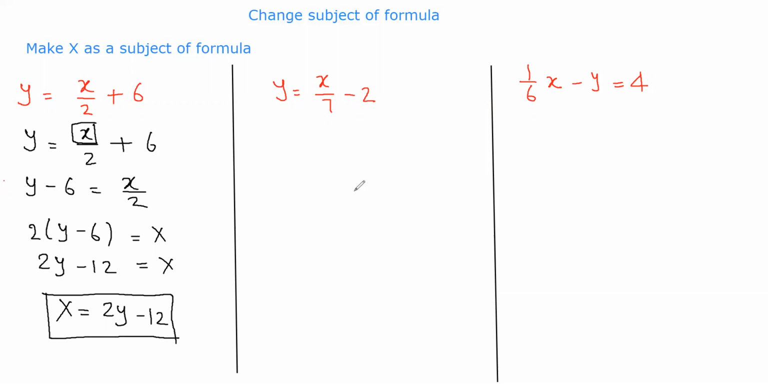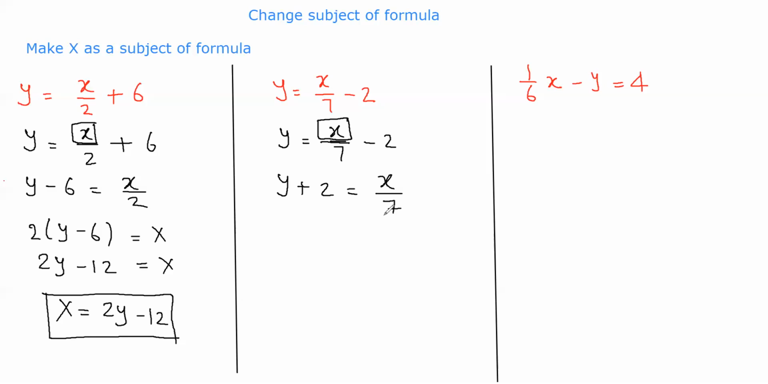Okay. Next question is y is equal to x over 7 take away 2. So we can write this question again. y is equal to x over 7 take away 2. We have to make x the subject of formula here. So right now I can see this negative 2 on the other side. When we shift it to the other side, that will become a positive 2. So y plus 2 is equal to x over 7.